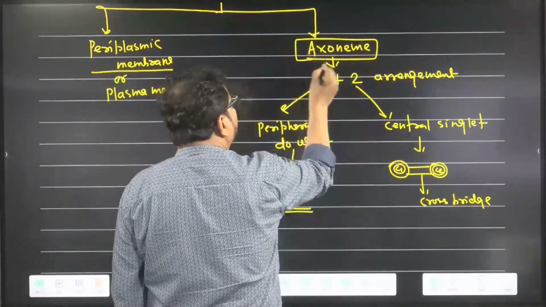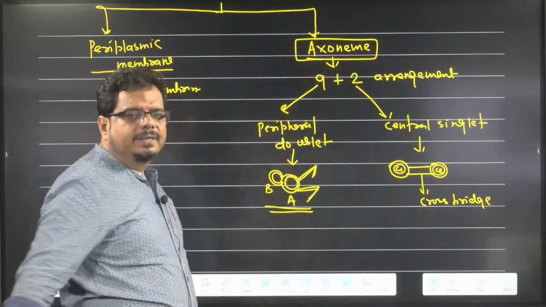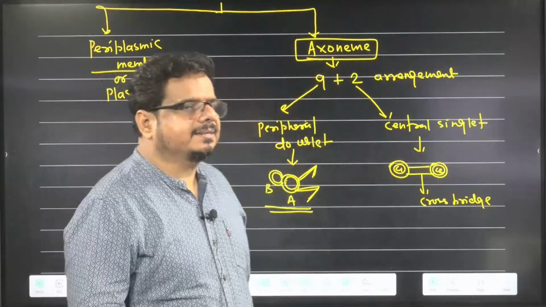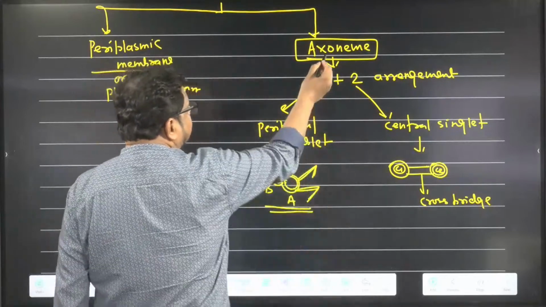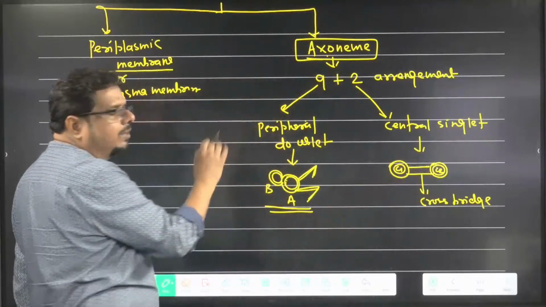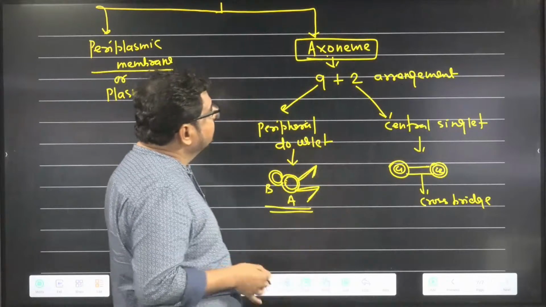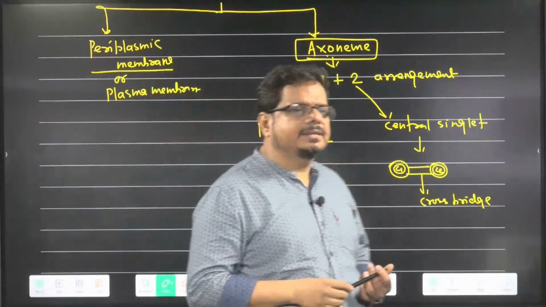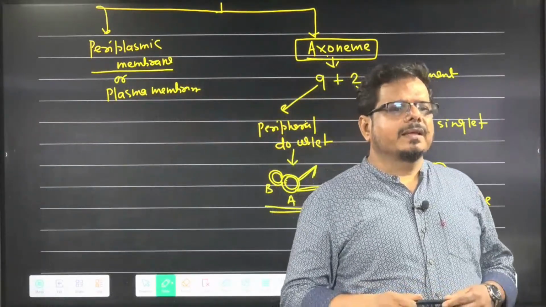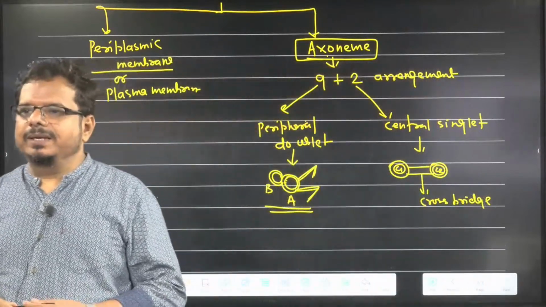So these are the 2 central singlets, and the 9 peripheral doublets are present in the axoneme. How they are arranged in the axoneme, we will discuss in the next class: how the 2 doublets are connected, what components are there, everything about the structure of cilia and flagella. After that we will talk about centriole, then nucleus.